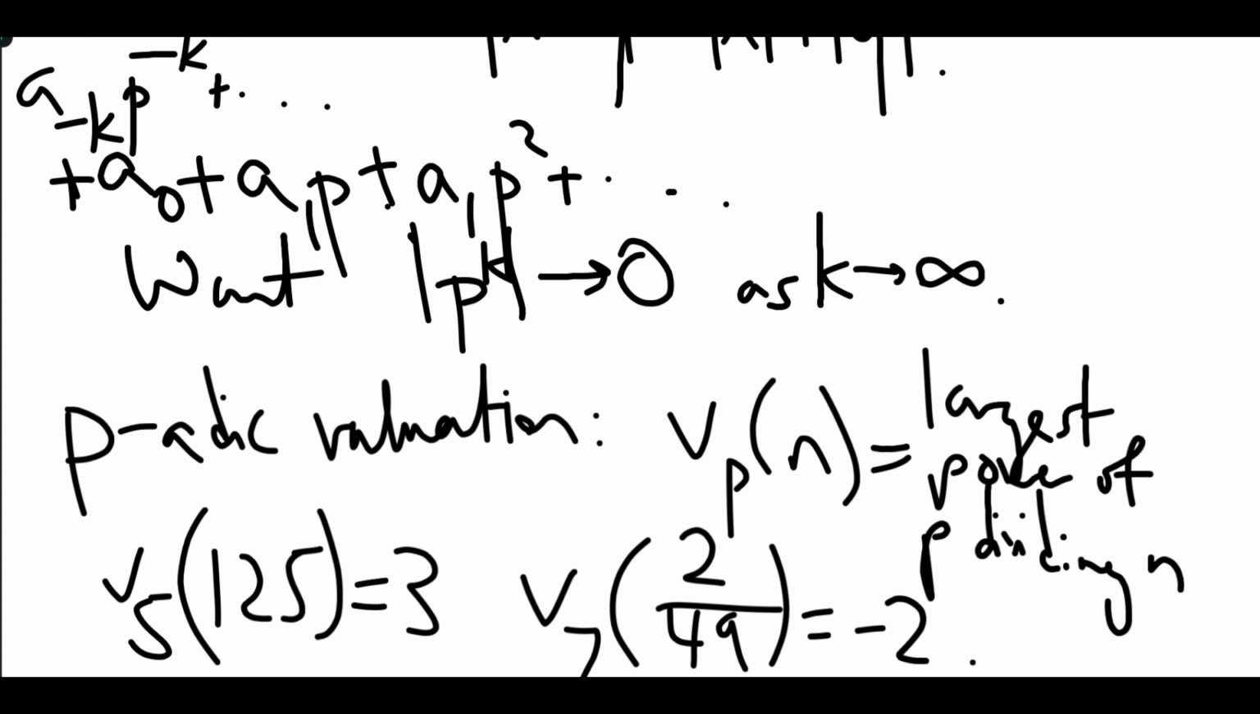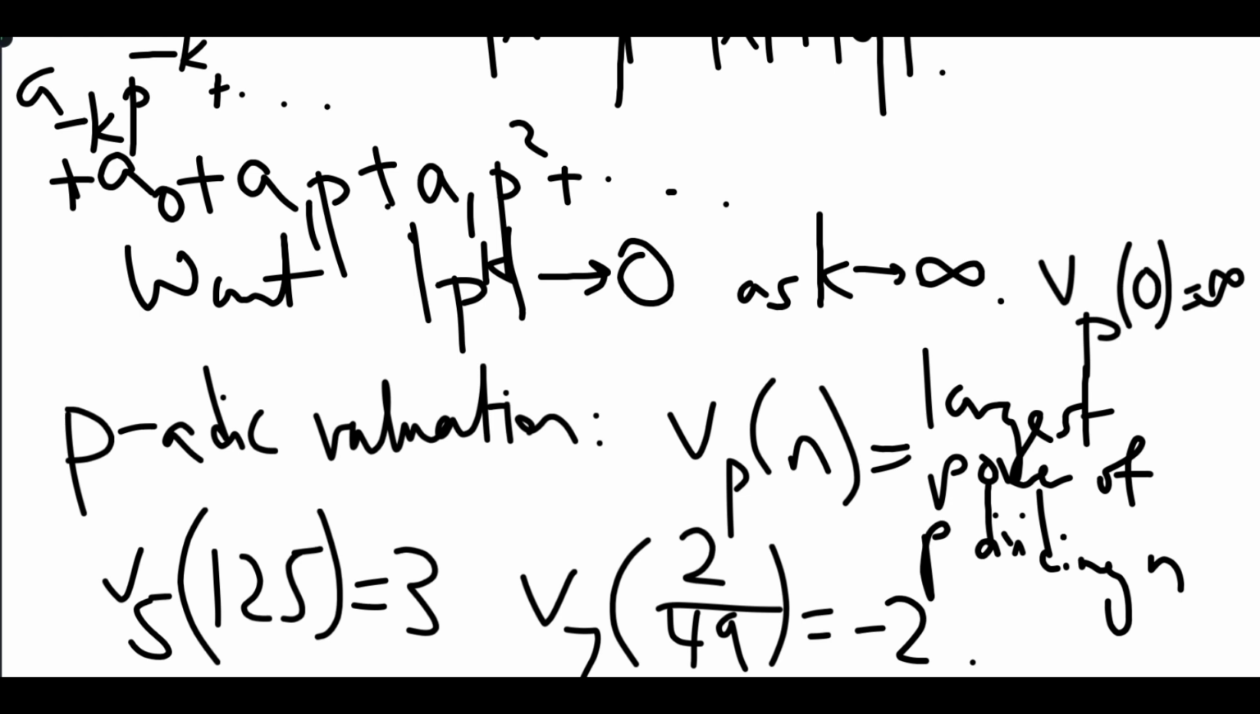Things are a bit weird with 0, so we usually say that v_p of 0 is infinity, which makes sense because any power of p is a factor of 0, so we can go as high as we want. So if we give it a value, really infinity is the only value that makes sense.